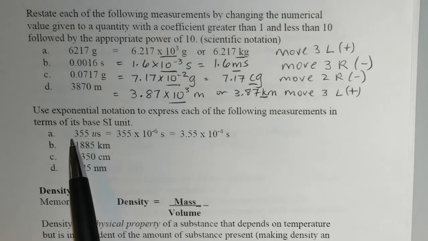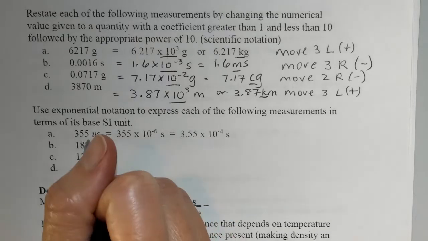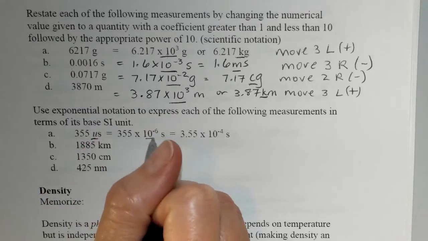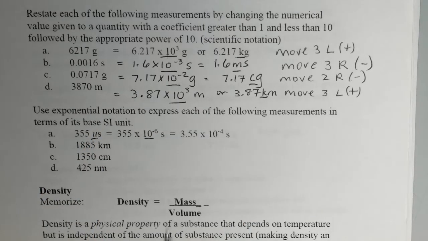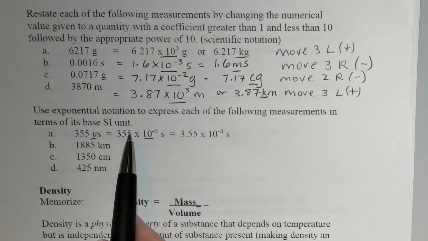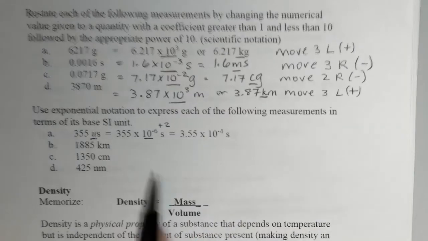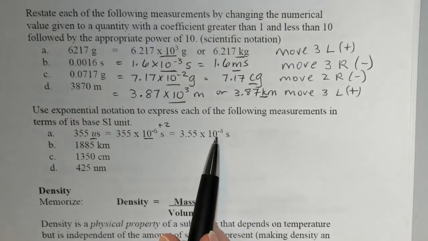So the first one here, we had 355 microseconds. So first thing I did was I took the micro, replaced it with 10 to the negative 6. And then if I'm moving my decimal to get proper scientific notation 2 to the right, we're going to add 2 to the power. So the negative 6 becomes a negative 4.